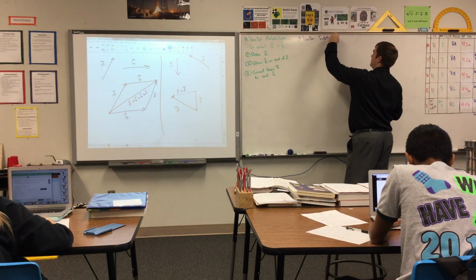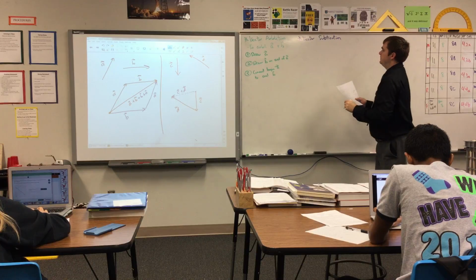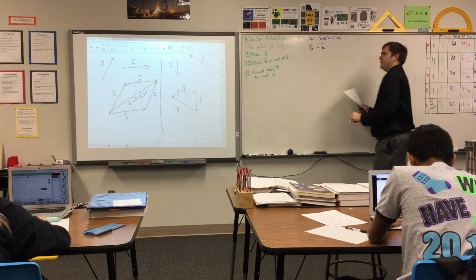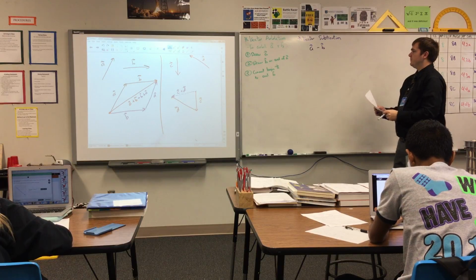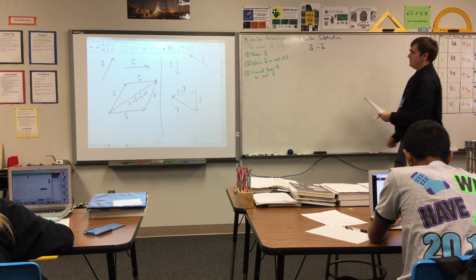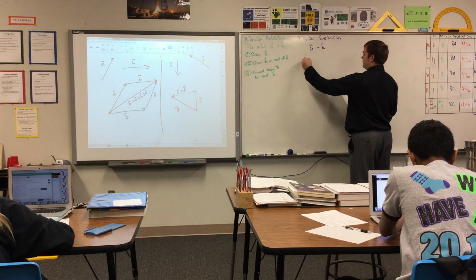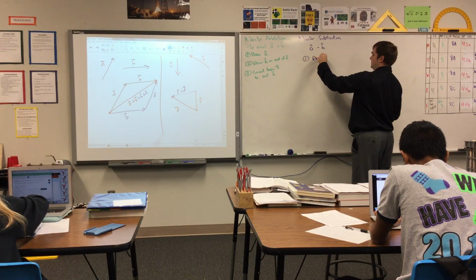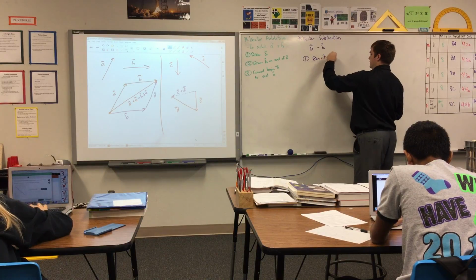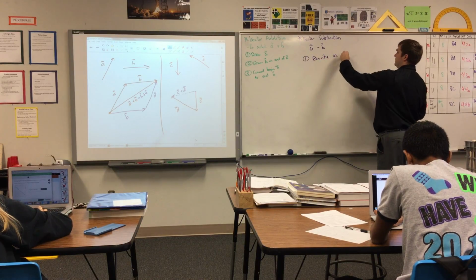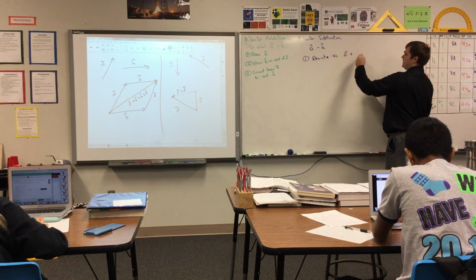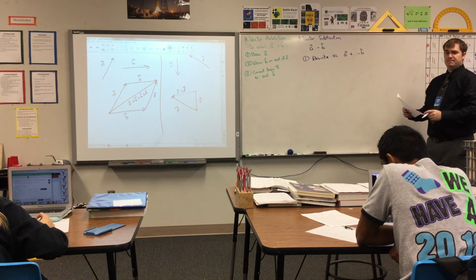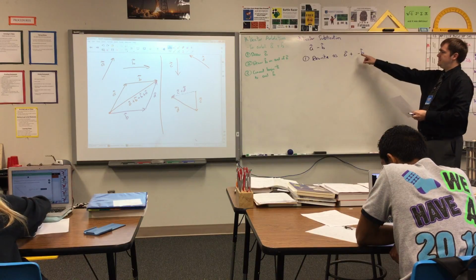Vector subtraction. So vector A minus vector B. Well, it turns out it's almost the same as vector addition. Step 1, rewrite it as vector A plus negative vector B, or the opposite of vector B.